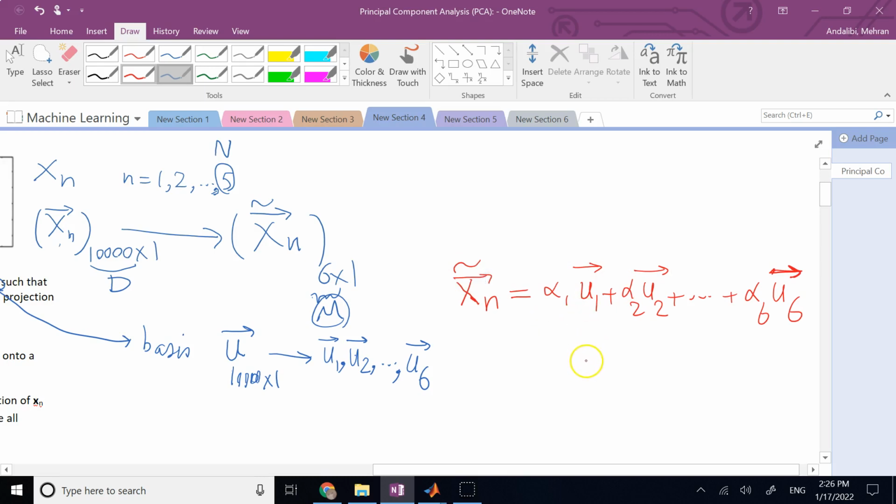And then you can show that, for example, alpha 1 is u1 dot xn, or if you want to use transpose, you can say u1 transpose times xn. Okay, so if this is alpha i, you can say ui dot xn, or transpose of ui times xn. Okay, so this is projection.